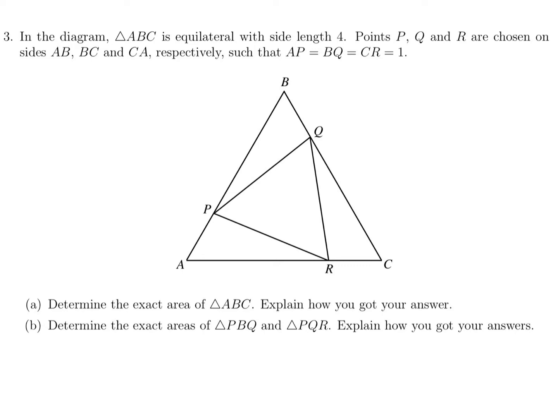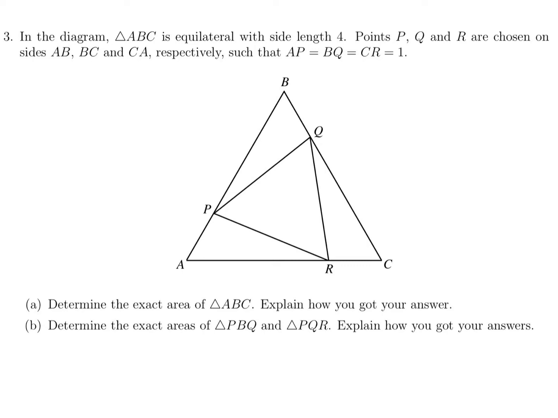In the diagram, triangle ABC is equilateral with a side length of 4. Points P, Q, R are chosen on sides AB, BC, and CA, respectively, such that AP is equal to BQ is equal to CR is equal to 1. Okay, determine the exact area of triangle ABC.